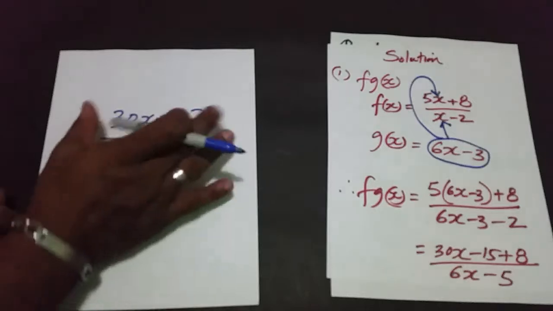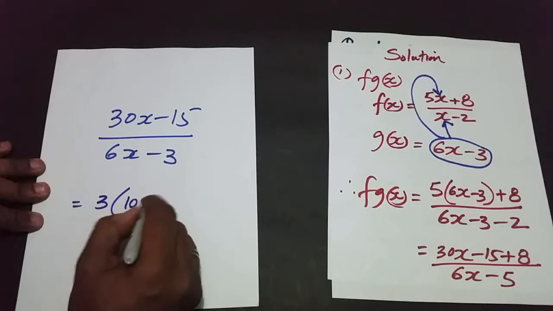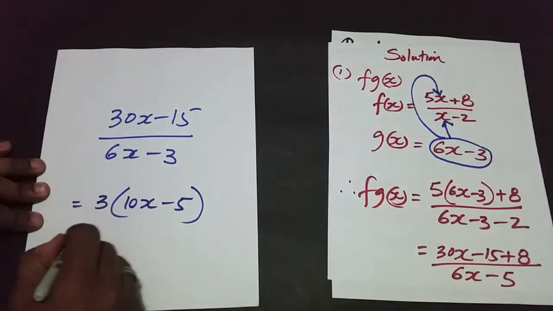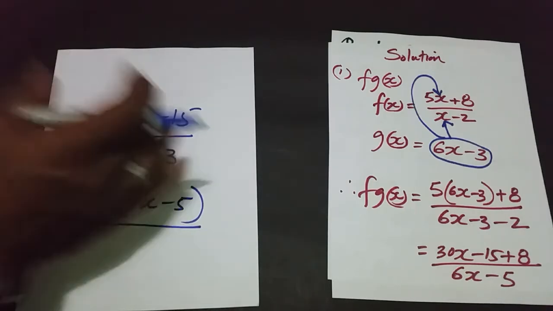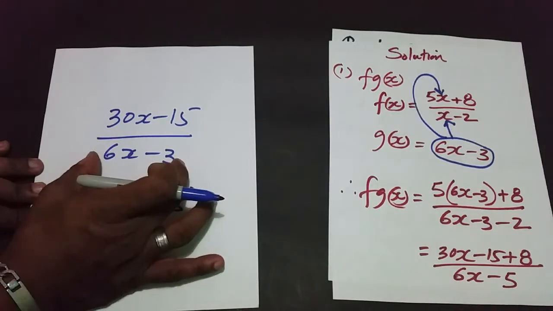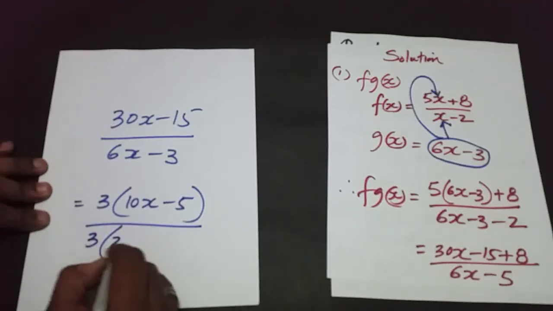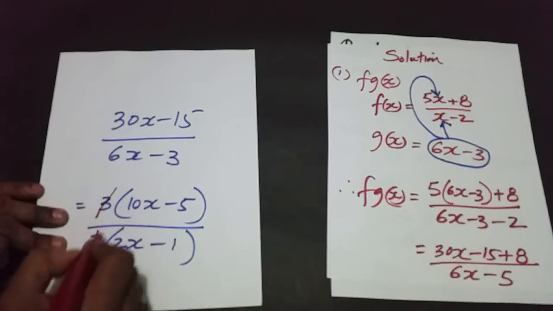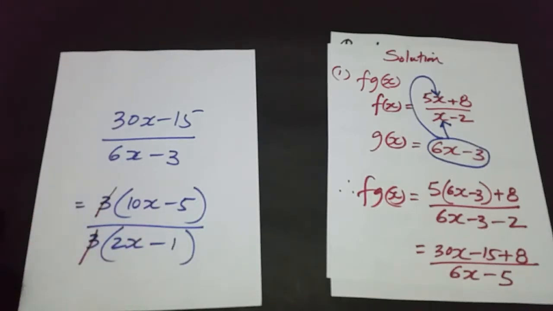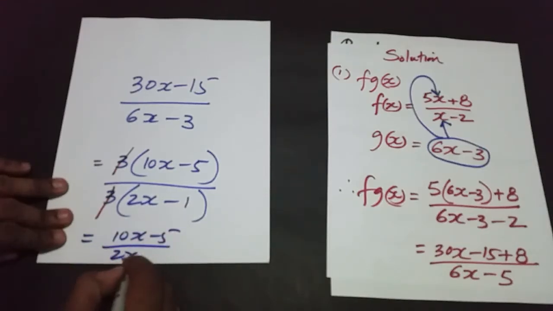But in this particular case, if you look at the numerator, 30x minus 15, I could have factored out 3, leaving 10x here and 5. And why 3? Why did I choose 3 and not, let's say, for example, 5? The reason why I factor out 3 is because 3 is also a factor of 6x minus 3 as well. So if I factor out 3 down here, I have 2x minus 1. And then, in essence, the 3 can be cancelled because it's multiplication between the 3 and the brackets. Right? So the final answer in this particular case would be 10x minus 5 over 2x minus 1.